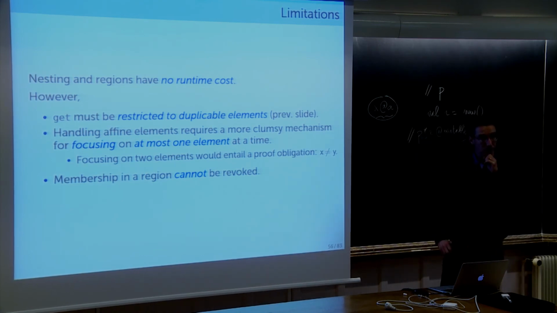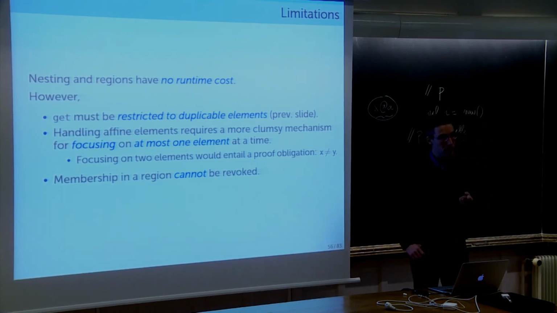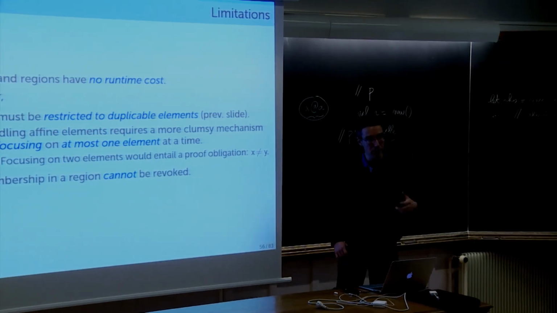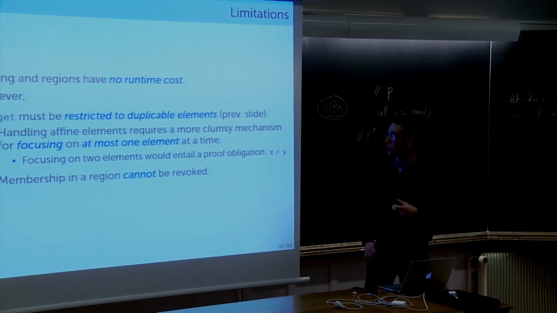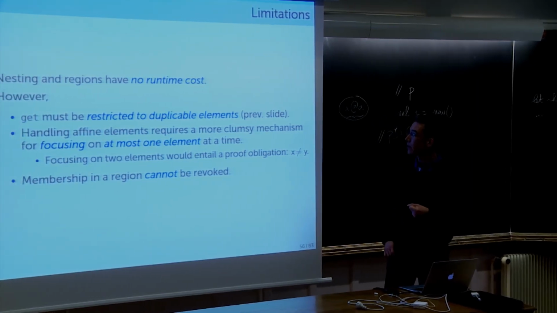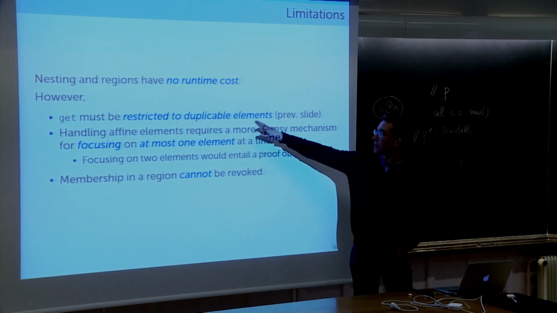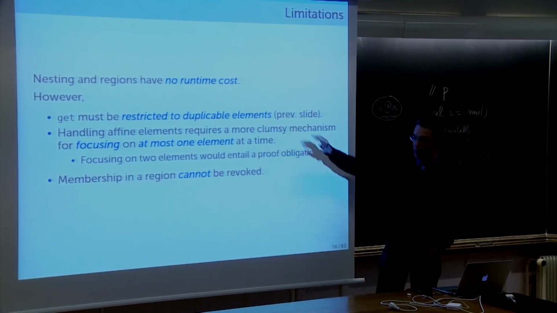So the good thing about that is that there is no runtime cost to regions. This permission row at region is passed at compile time. It doesn't have any runtime overhead, and there are no dynamic tests. But there are restrictions to this approach.